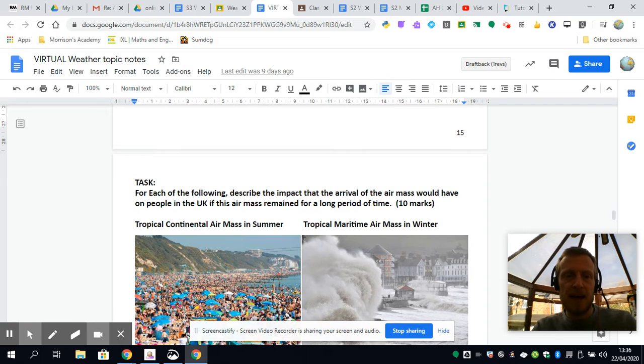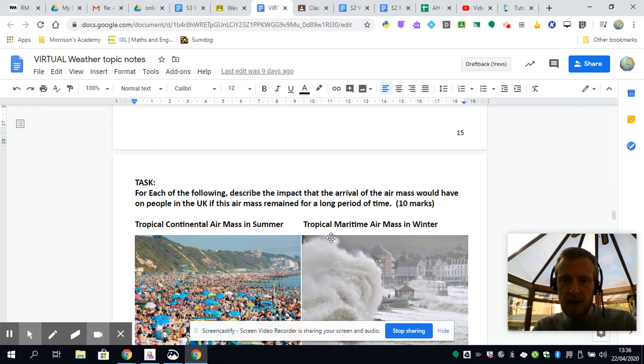How would that affect the UK? What are the positives and negatives for people? Now, the photograph has one strong suggestion, but think about lots of other possibly even negative effects of having extreme heat for a long period of time, and how that would then affect us. And I'm looking for 5 ideas, 5 descriptions for the impacts that air mass would have.